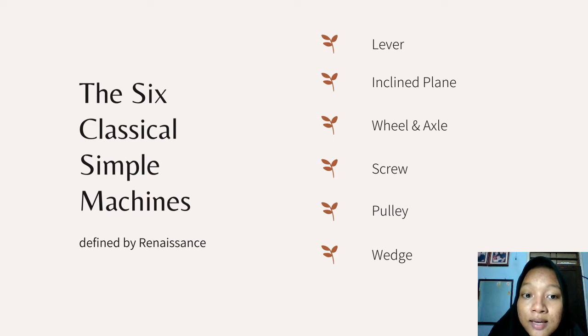And these are the six classical simple machines defined by Renaissance researchers. The first is lever, second inclined plane, third wheel and axle, fourth screw, fifth pulley, and the sixth wedge. So we start from number one, lever.